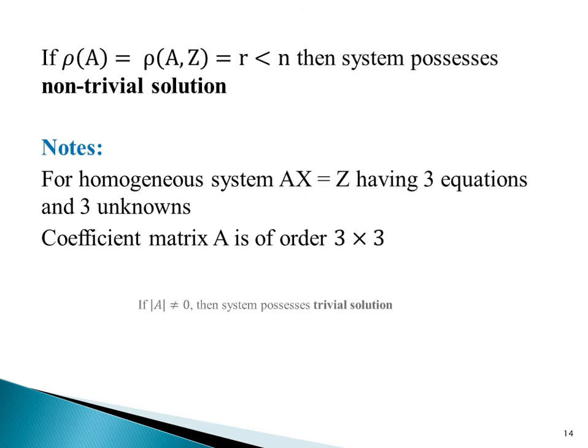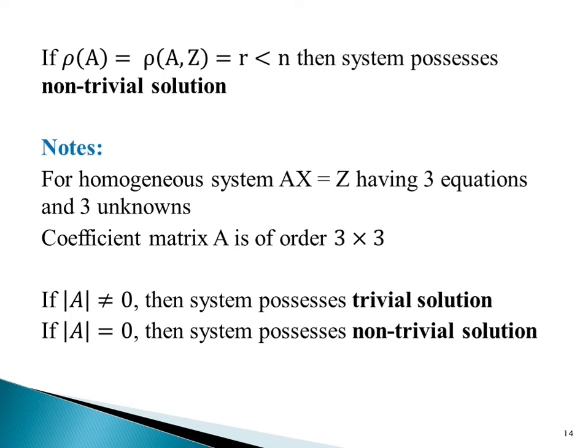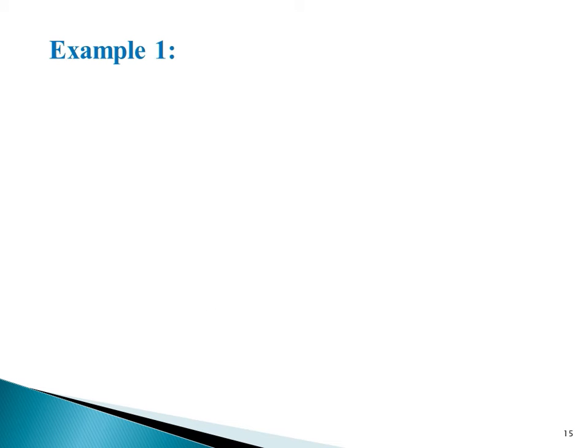Then the first note: if determinant of A is not 0, then the system has a trivial solution. Clear? And the second note: if determinant of A is equal to 0, then the system has a non-trivial solution. Okay, so remember these 2 points, these are the most important. Now we see the example.